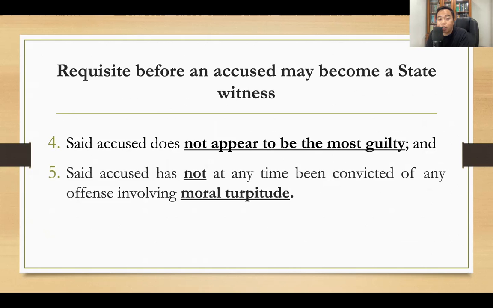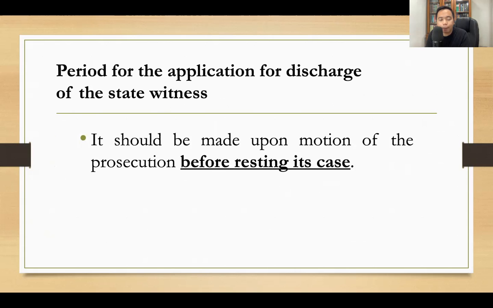Four, said accused does not appear to be the most guilty. Now, a state witness may not be the most guilty of all the accused. If he is the most guilty, then he cannot be admitted as a state witness. And five, said accused has not at any time been convicted of a crime or offense involving moral turpitude. So these are the requisites. Please memorize. Okay. Now, what is the period for the application for discharge of the state witness? It should be made upon motion of the prosecution before it rests its case.